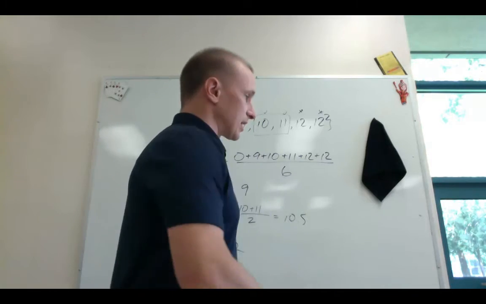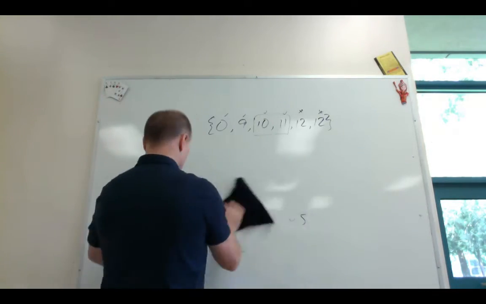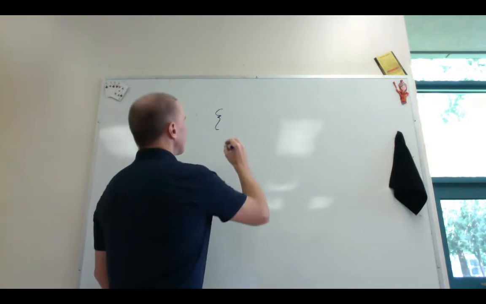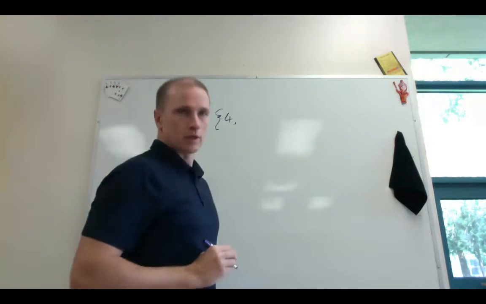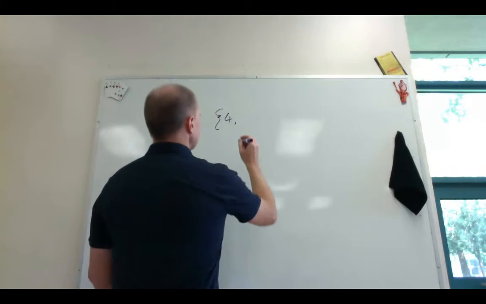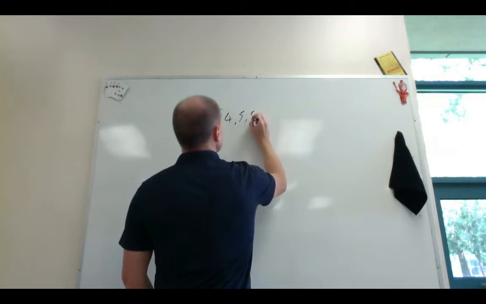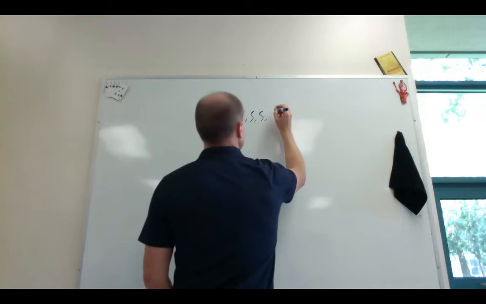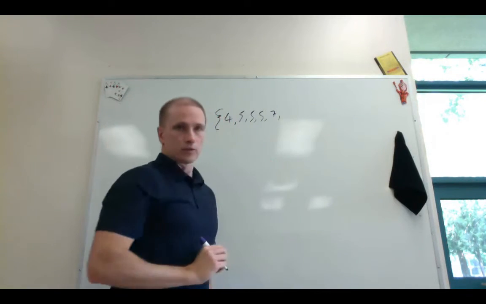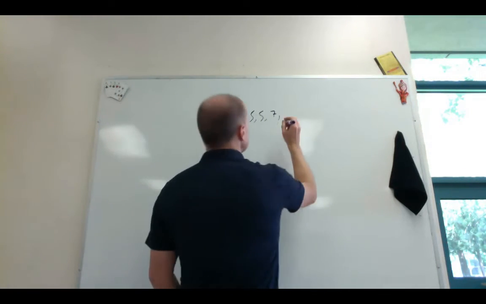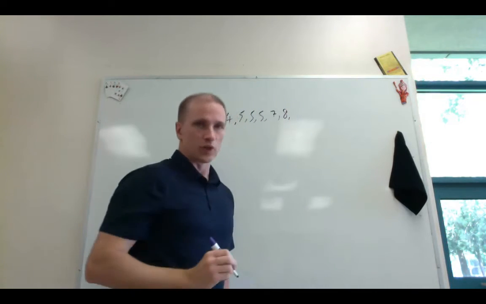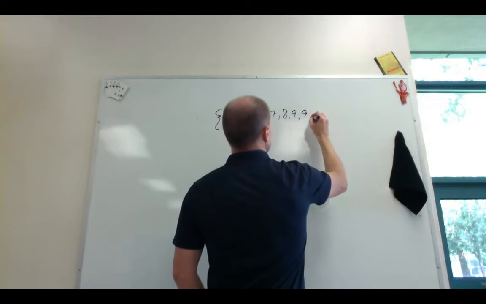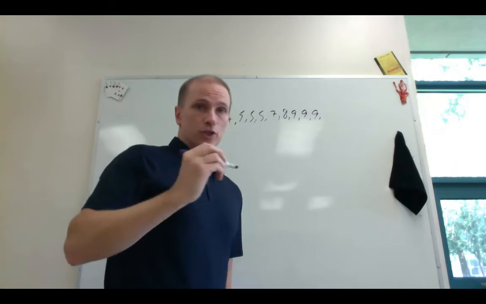So let's take a look at the next set of data. Here's the data we have. We've got 4, we've got 3 5s, we've got 1 7, we've got 1 8, we've got 3 9s, and 2 10s.